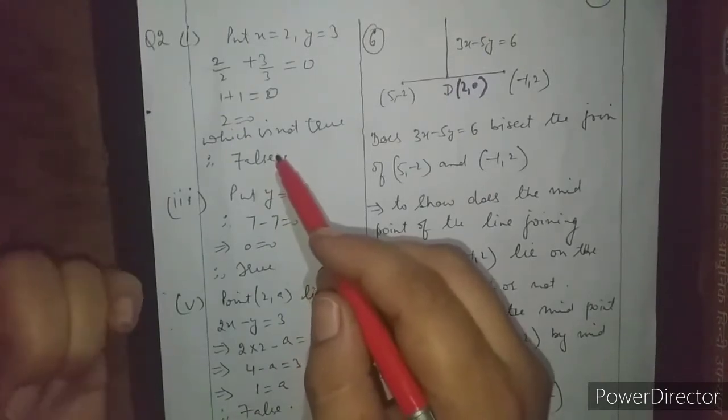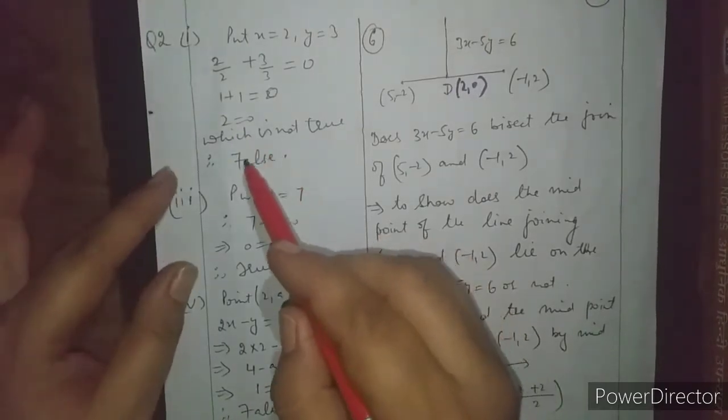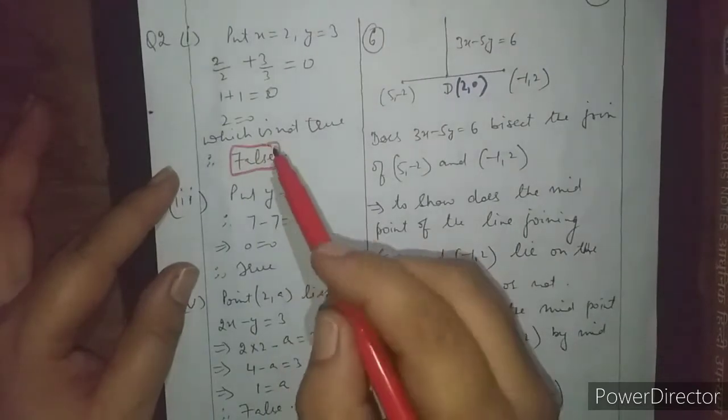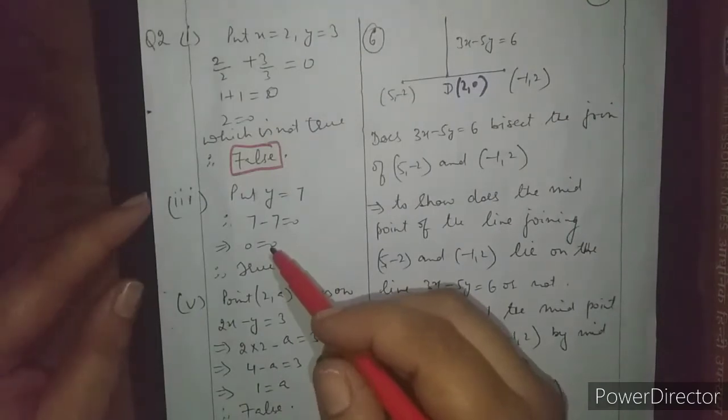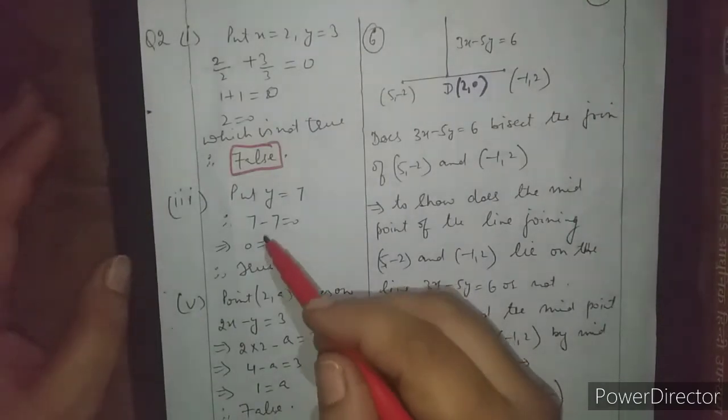So that point is not satisfying the equation of the line. It means this statement is false, right? Now come to part number 2. Part number 2, exactly the same way we have to check like part number 1 only. Now I begin part number 3.